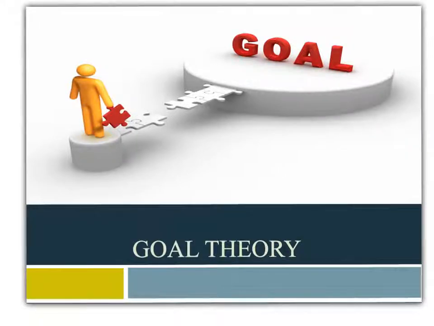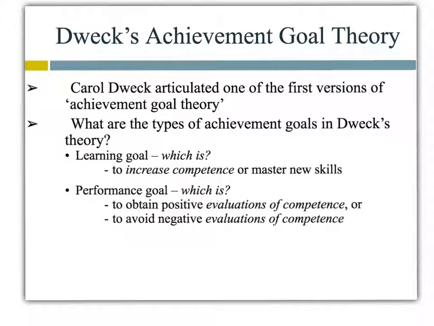This lecture is about goal theory, with a specific focus on how individuals set goals and are motivated to achieve them, and in particular in an academic setting. Carol Dweck articulated one of the first versions of achievement goal theory, which focused on purposes or reasons people have for pursuing competence. So what were the main types of achievement goals in Dweck's theory?